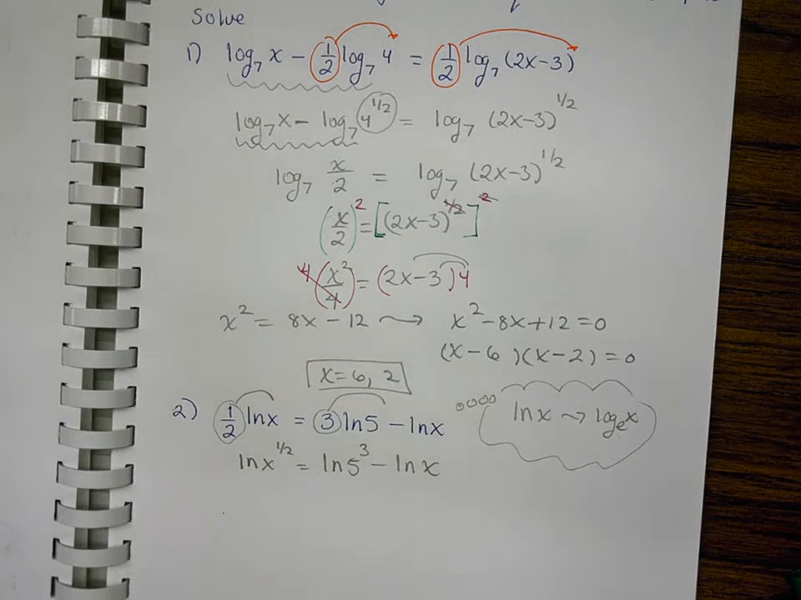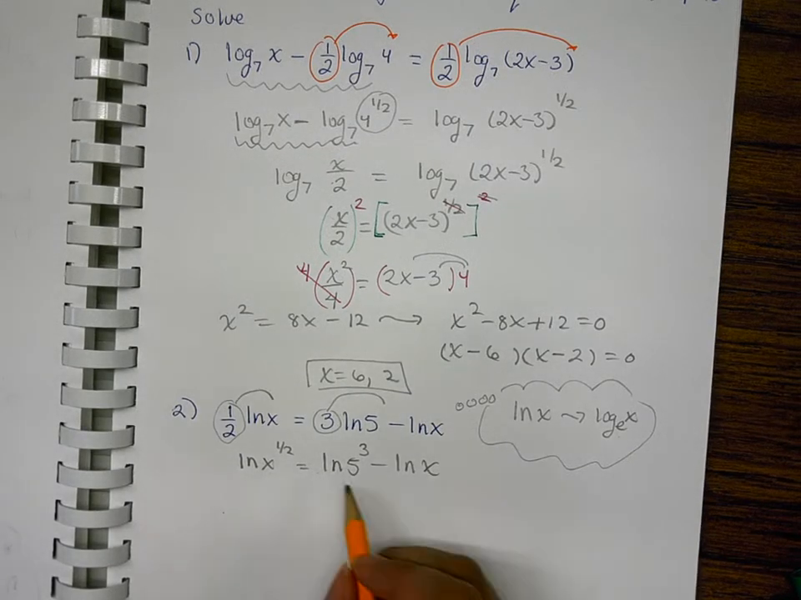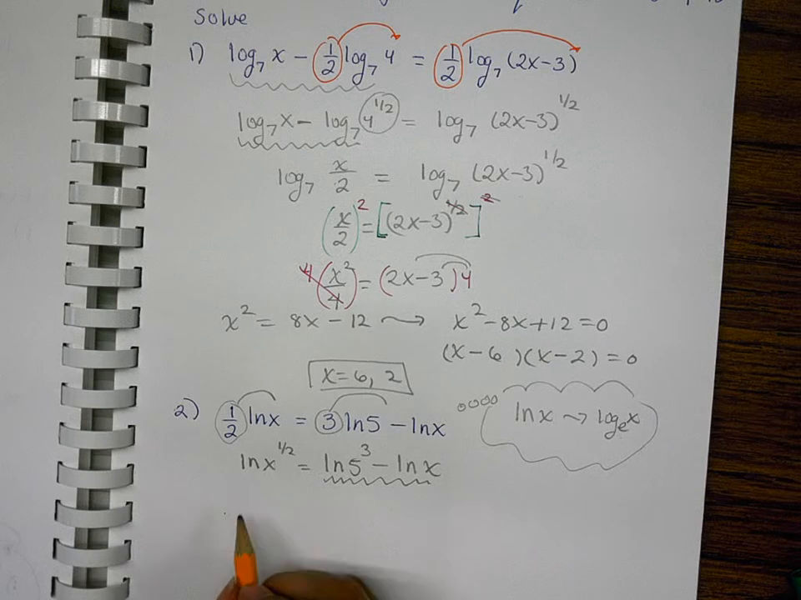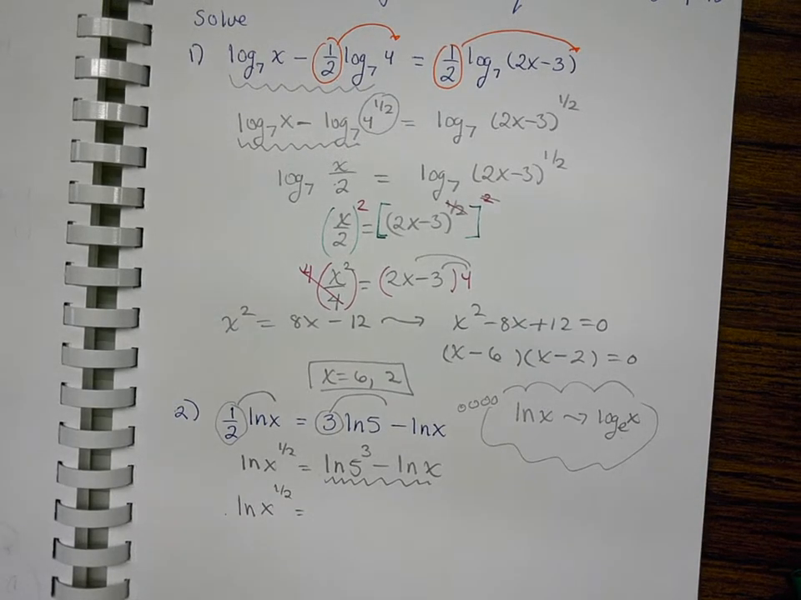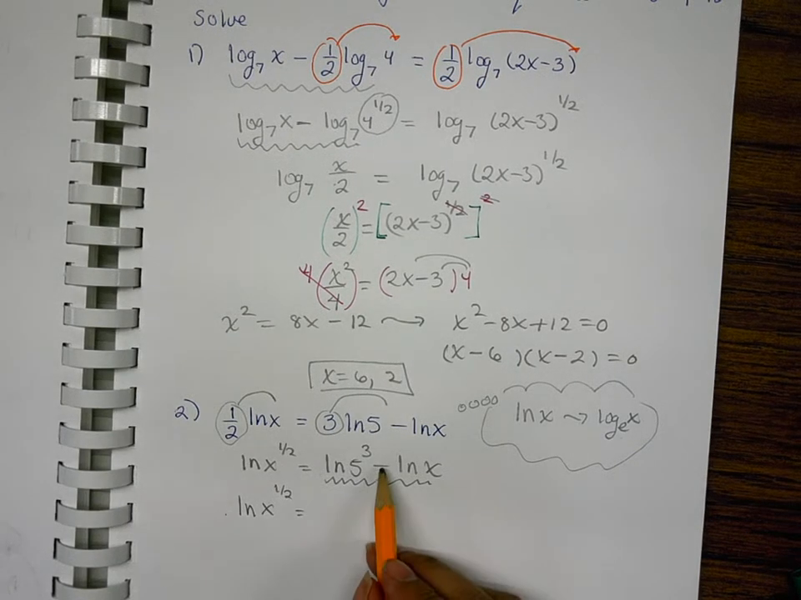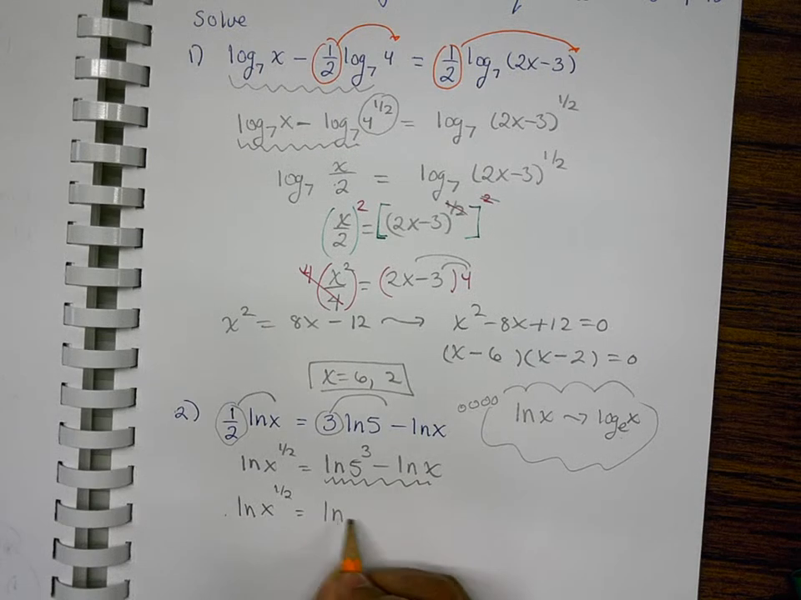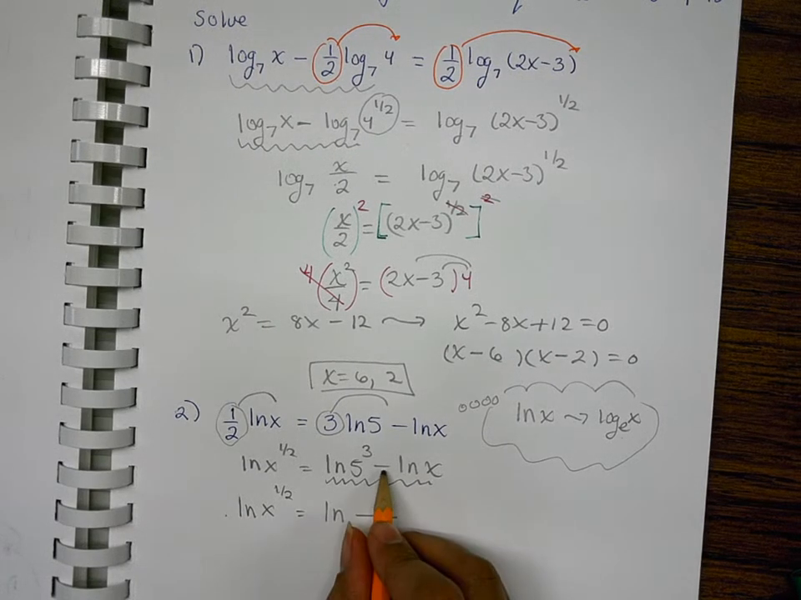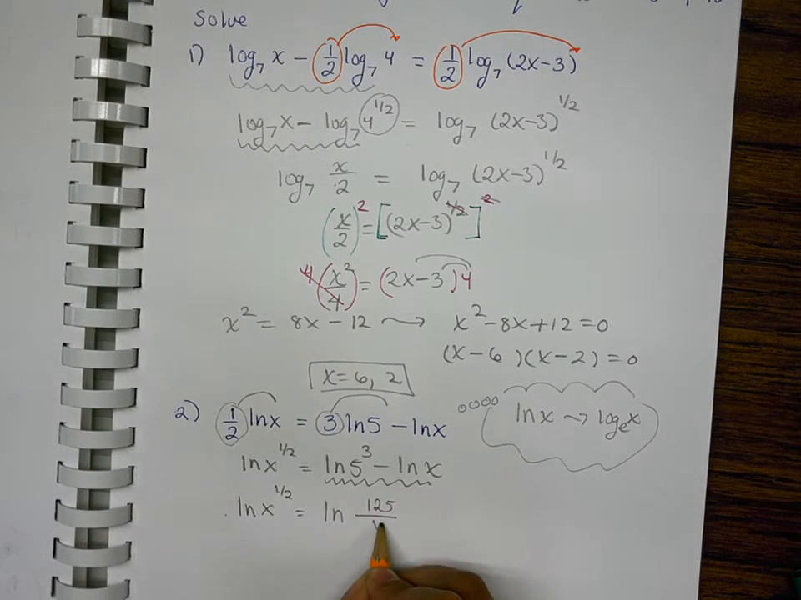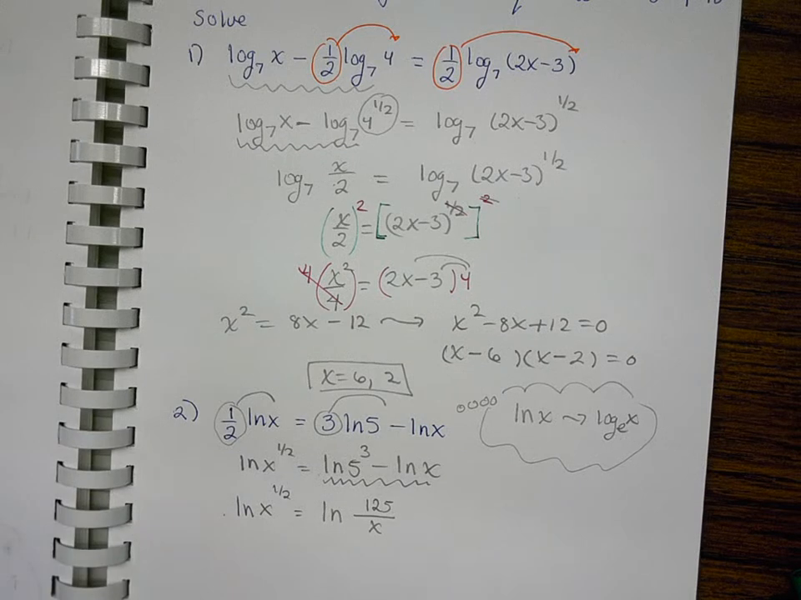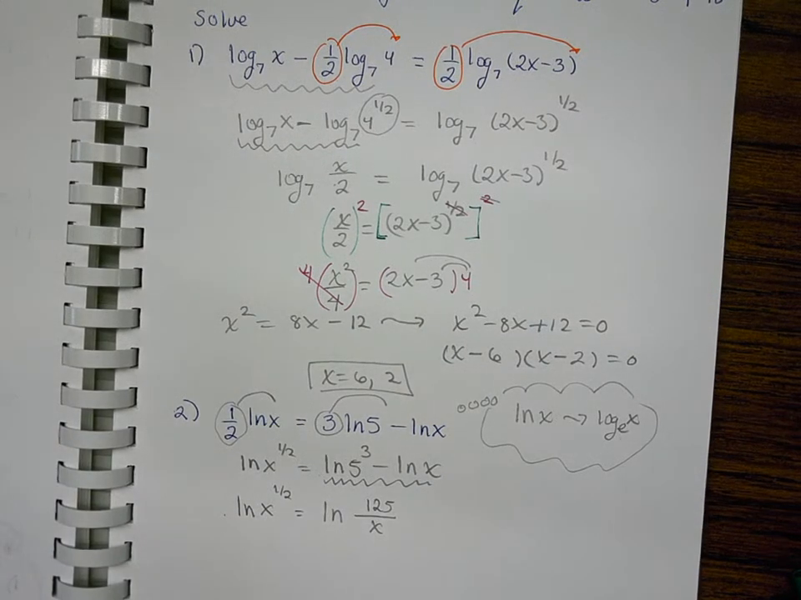Now remember what was said earlier, you want to condense them to single logs, one log on each side. This side already has one. We're going to condense this one to a single log. And when I condense, is it multiplication or a fraction, since it's a minus sign here? Correct, it will be a fraction because it's a subtraction sign. If it was an addition sign, then I would have multiplication. 5 cubed is 125 over x.